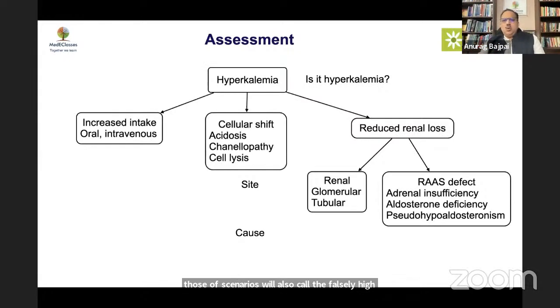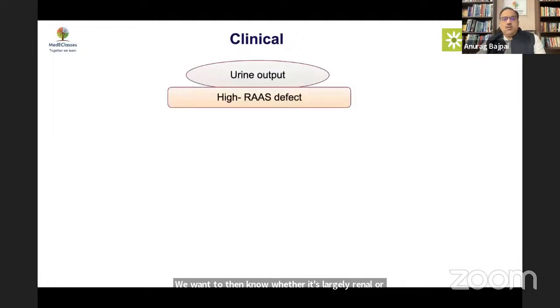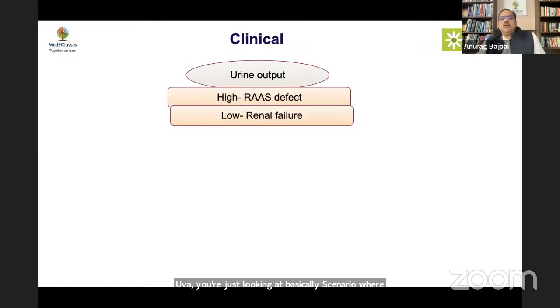Now, once we know that this is hyperkalemia, we want to know whether it's largely renal or adrenal, and that becomes important. So look at urine output. Of course, if there is polyuria, you're looking at scenarios where they're losing sodium but not losing potassium. That's like a RAS defect. Oliguria will favor renal failure.